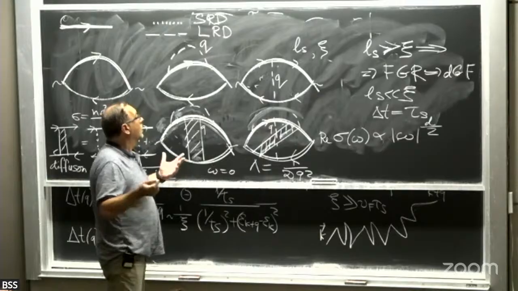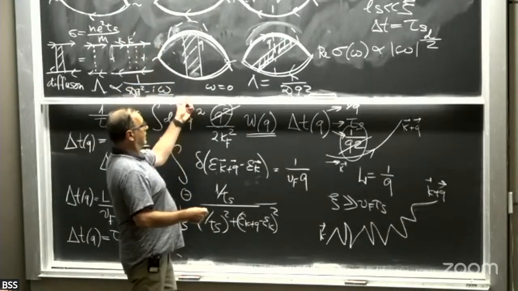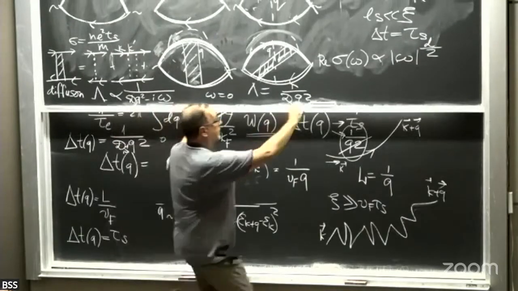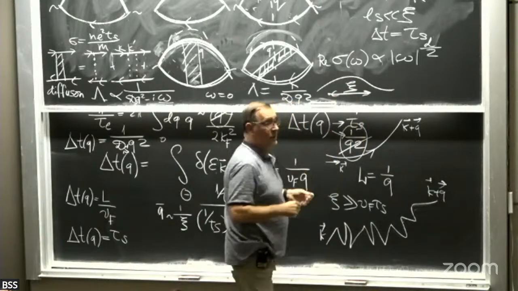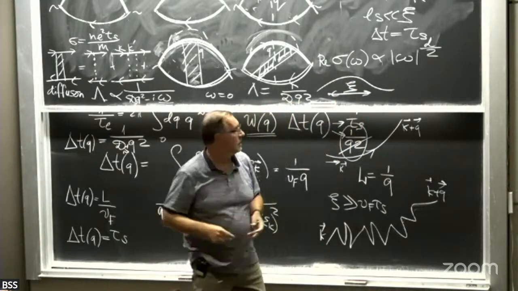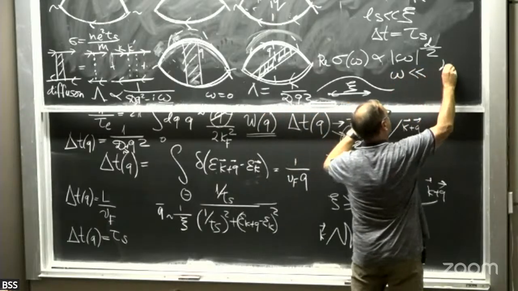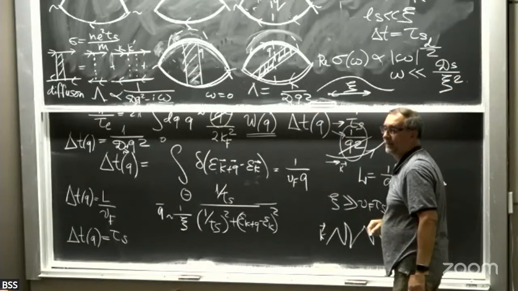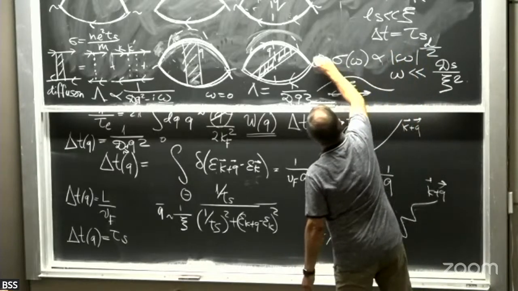Disks here? We don't have disks. We don't have spheres, but we have long-range disorder, right? Long-range disorder with finite size. No, this is for omega much smaller than the diffusion coefficient divided by xi squared. Oh, yeah, sure, delta.